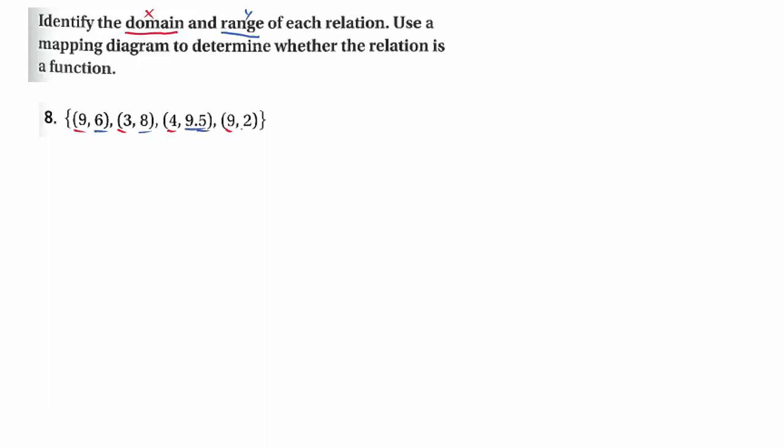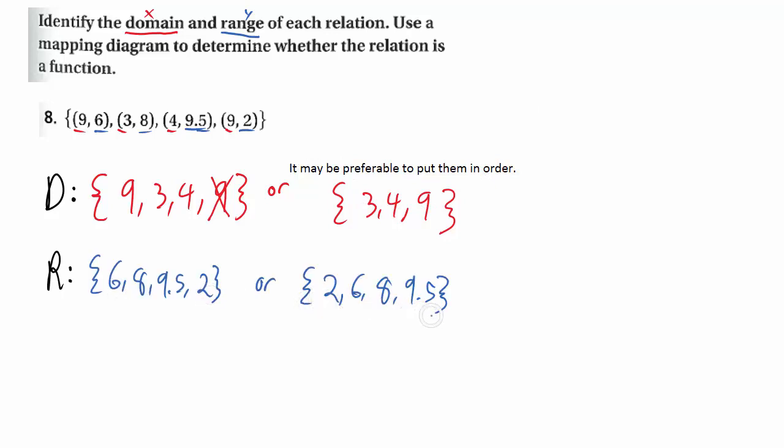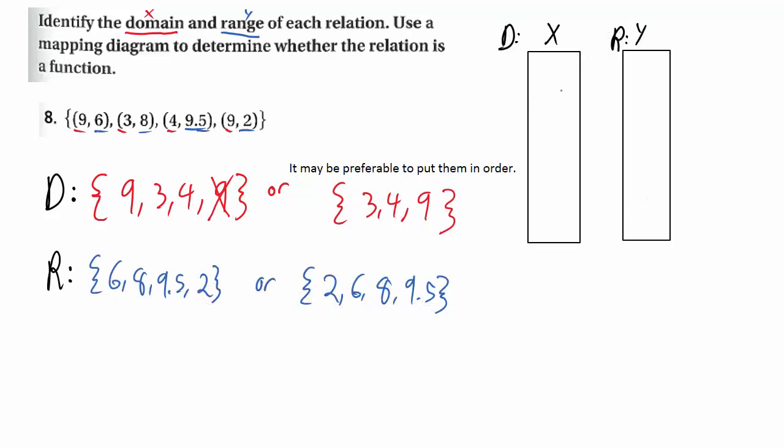For this next one, I notice here, instead of them having repeat y values, they have repeat x values. Now that's going to be a problem. Again, you can put your domain in order. It's just your x values. You can put your range in order too if you want.